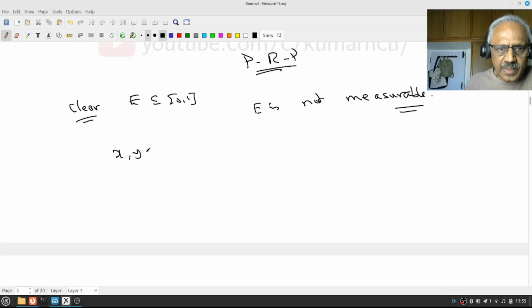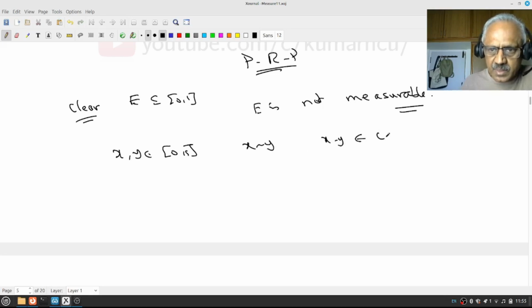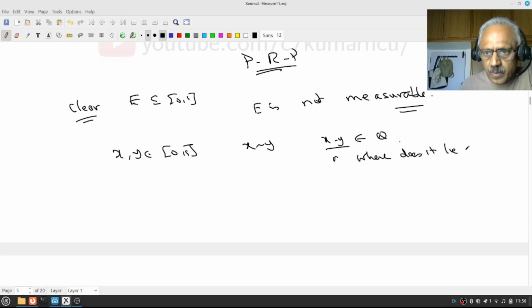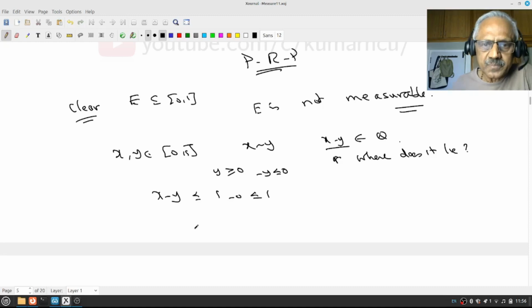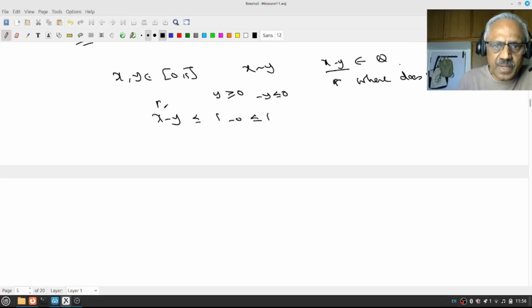Suppose x and y are in [0,1], and x is equivalent to y, that means x minus y is a rational number, right? Now I want to get a bound for this rational number, call it r. Where does it belong? Since x belongs to [0,1], x is less than or equal to 1, and since y belongs to [0,1], y is greater than or equal to 0, therefore minus y is less than or equal to 0, therefore 1 minus y is less than or equal to 1. Do you understand that? Therefore this rational number r should be less than or equal to 1.